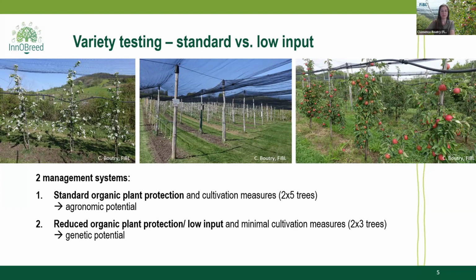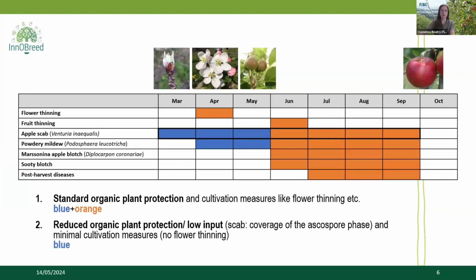Now, what does it mean concretely, low input? Here you see the two most important cultivation measures, which are flower thinning and fruit thinning to avoid alternate bearing. And this is only done in the standard treatment and not in the reduced one.